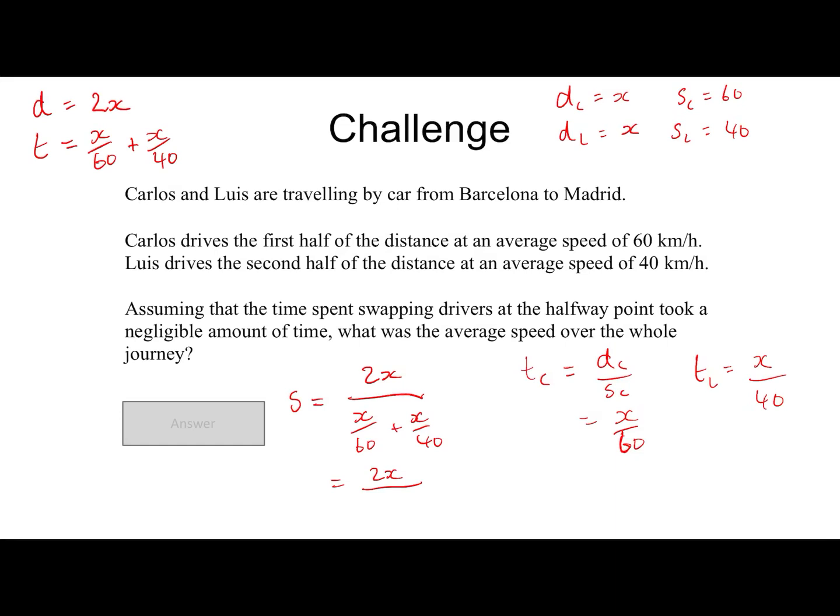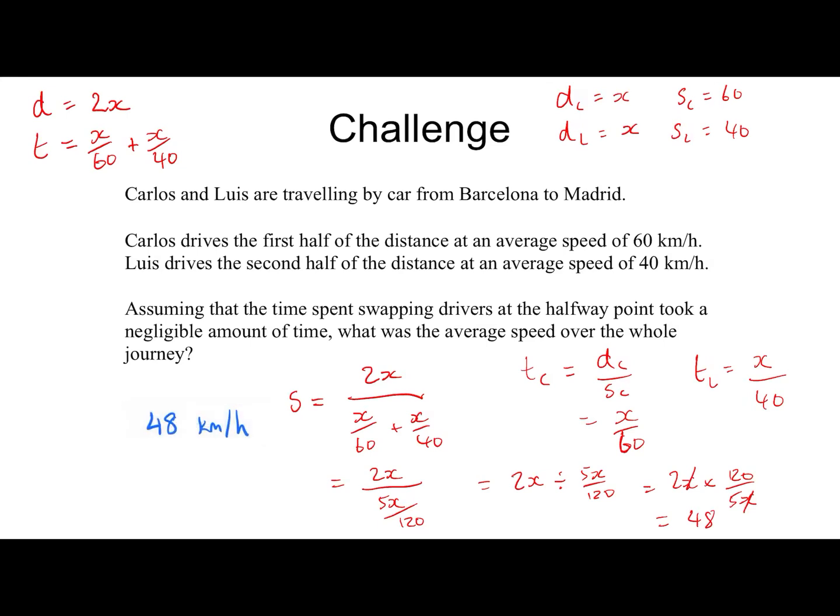So let's add the fractions at the bottom. See if you really understand fractions. It's going to be 5x over 120. And then that's 2x divided by 5x over 120, which becomes 2x times 120 over 5x. Notice x's cancel out, and 2 times 120 over 5 is equal to 48. So the answer is 48 kilometres per hour. Okay?